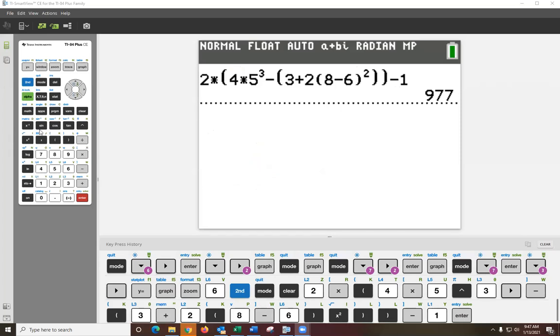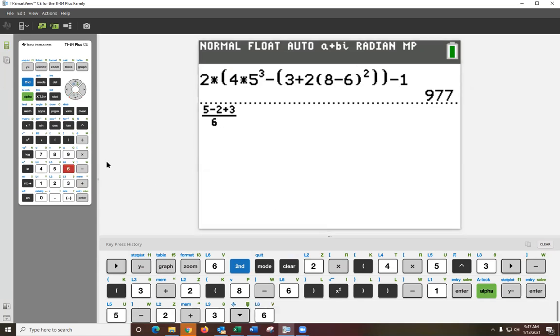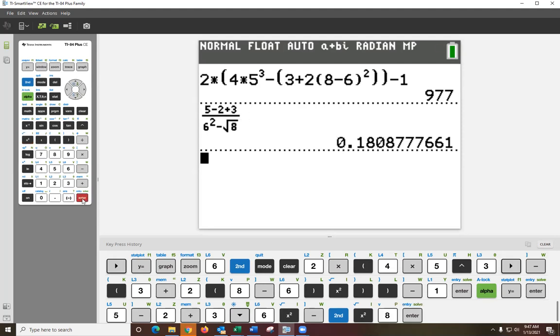The first thing we want to do is build the fraction. So that'll be green y equals enter, or 1. And in the numerator, 5 minus 2 plus 3. And then I'll hit the down arrow. And then 6 squared minus, there it is. And then the square root sign is right there in blue. So I'll go blue, square root, and then 8. And I get that. And that's how you enter the stuff into the calculator.